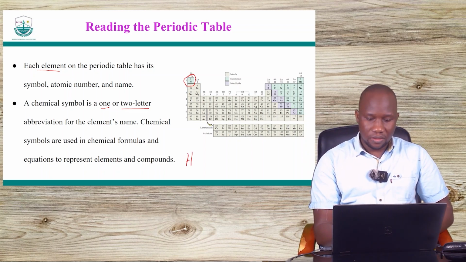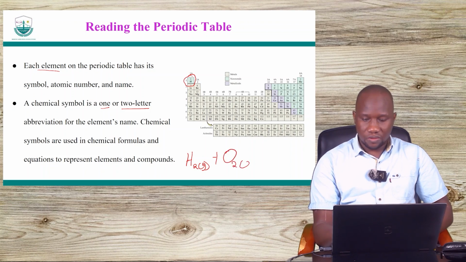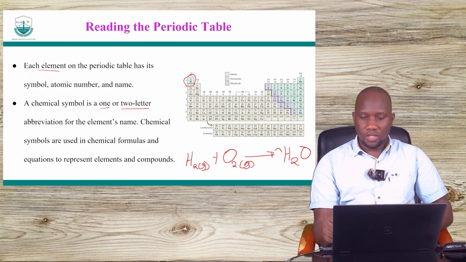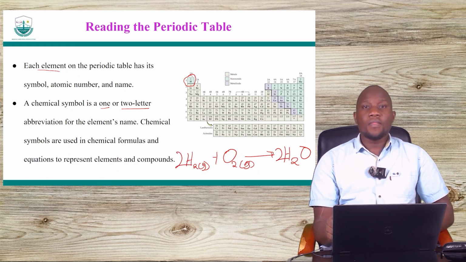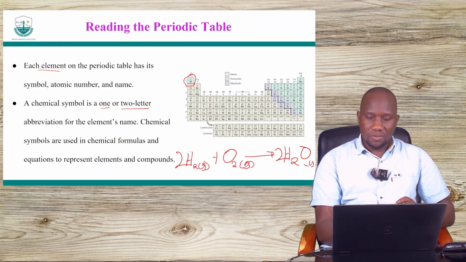So we can say hydrogen, which is a gas, reacts with oxygen, which is also a gas, to give us water, which is a liquid. So this is a chemical equation.